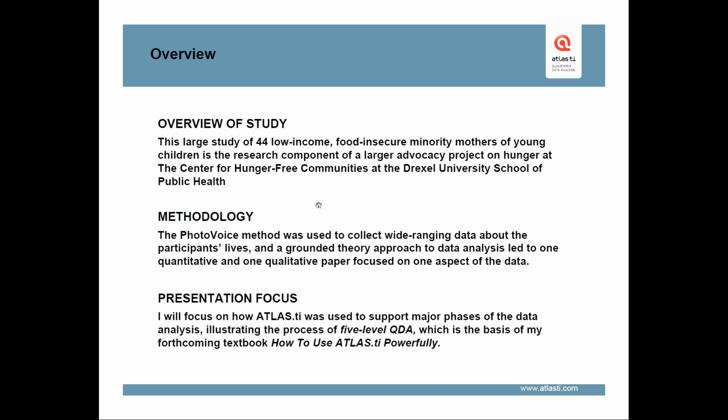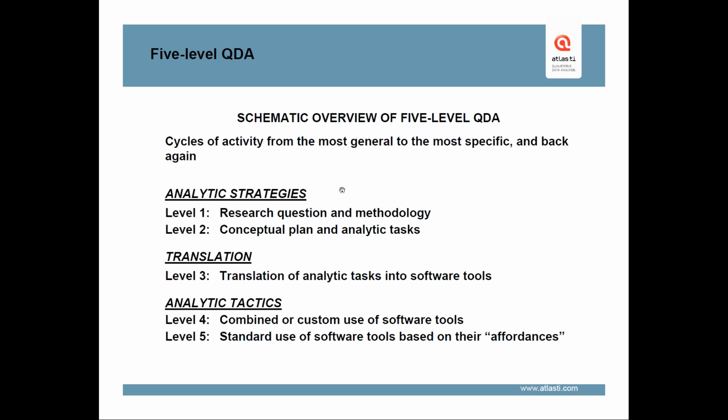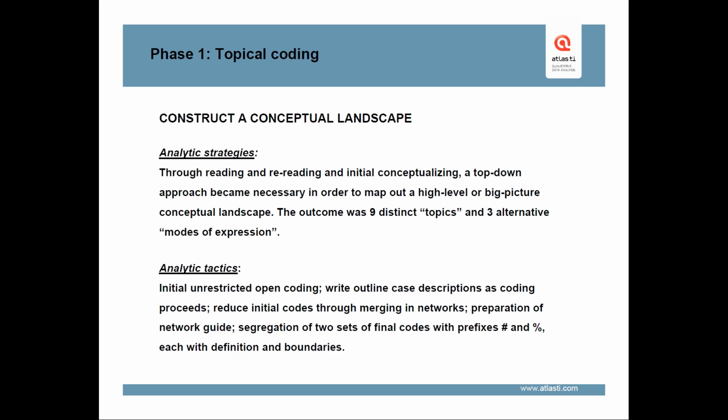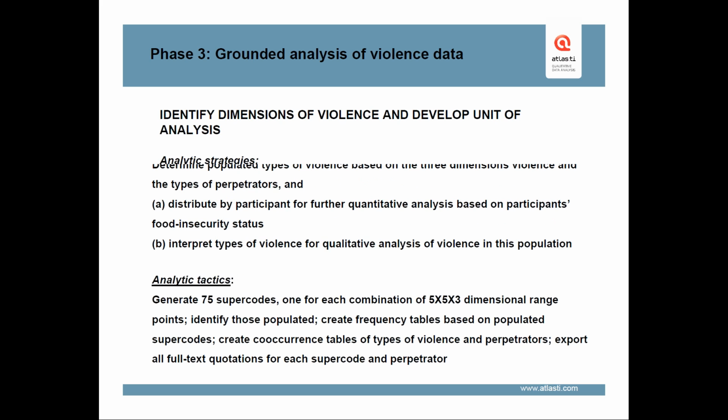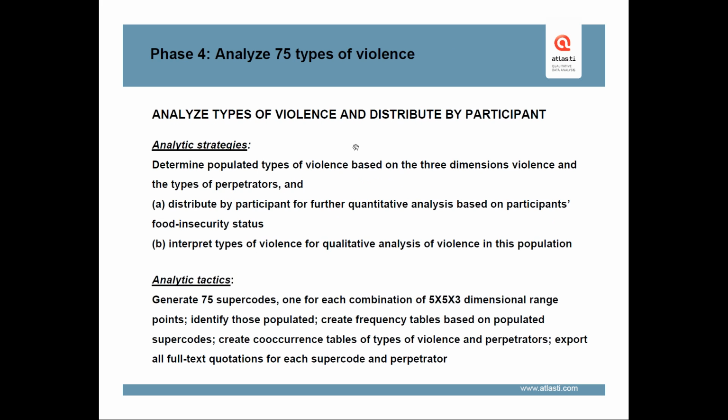So I'll give a brief overview, and then I'm going to go through what I call 5-level QDA, qualitative data analysis, which is the basis of how I conduct my projects and also the basis of my textbook. Then I will begin describing 4 phases of this particular project, which resulted in a quantitative and a qualitative paper. Phase 1, and then phase 2, and then phase 3, and then phase 4. So there'll be 4 phases in all.